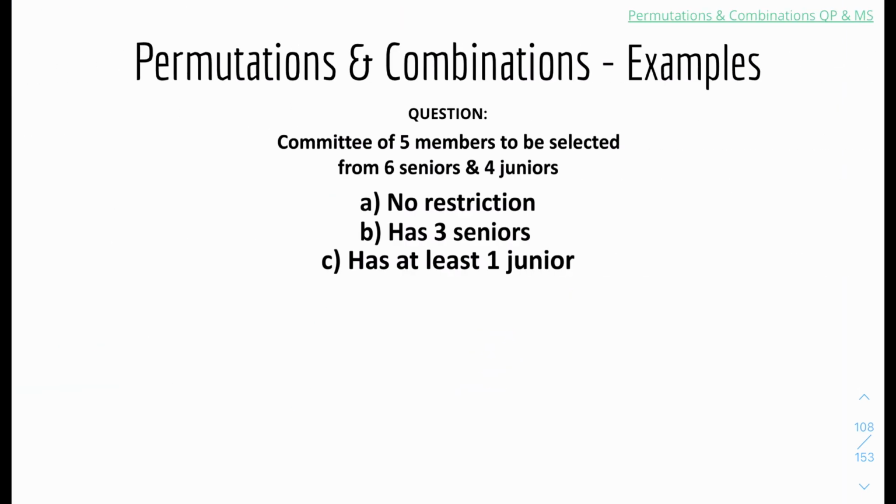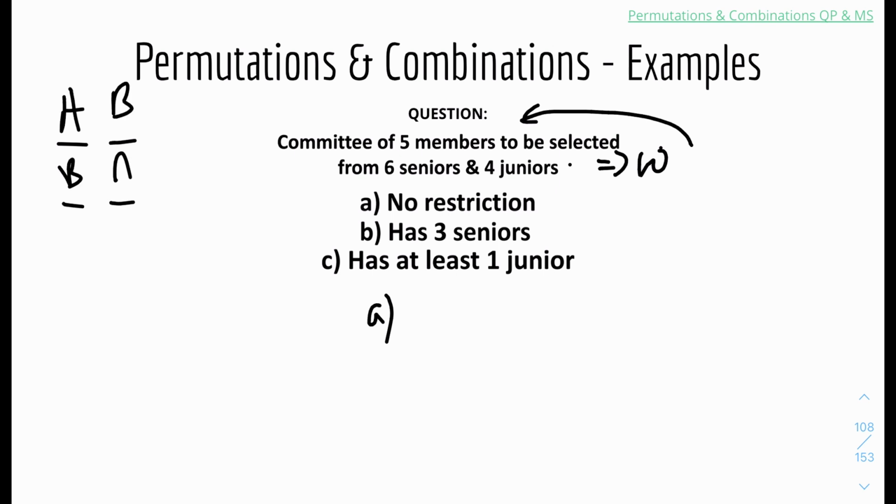Then lastly, we have the last question. A committee of 5 members is to be selected from 6 seniors and 4 juniors. Find the number of ways if there's no restriction. To know that there's no restriction, we can just combine seniors and juniors together to become 10 people in total. And we know that the order doesn't matter, because if person A and person B are selected, it's the same as person B and person A being selected. So it'll be 10C5, which gets us 252.